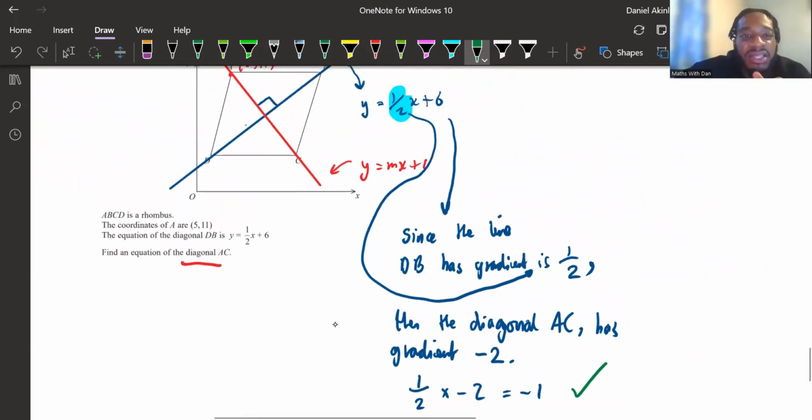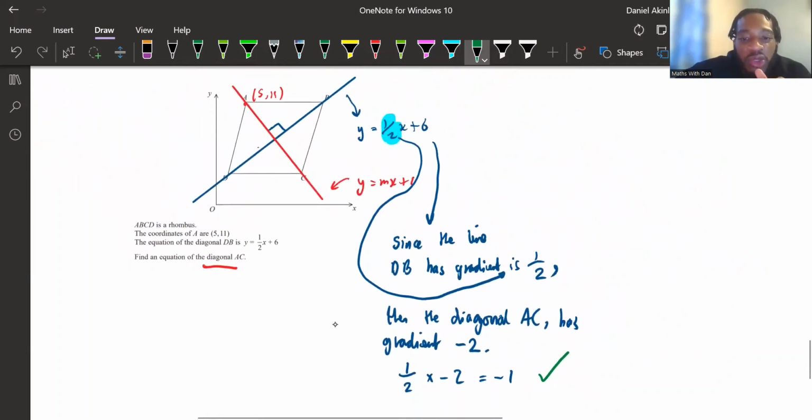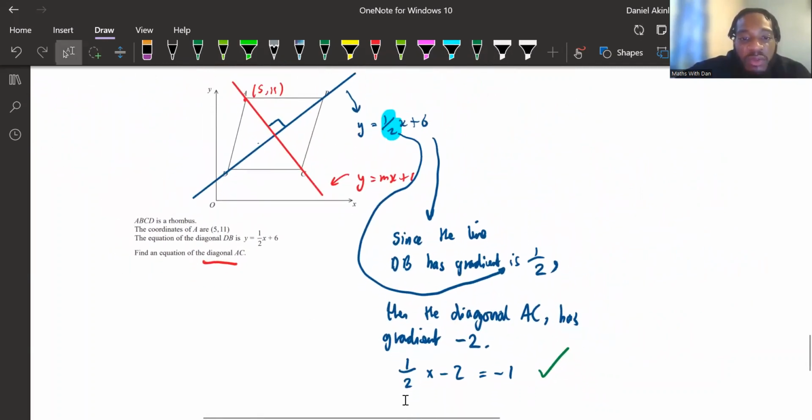Does that make sense so far, guys? That's an important step. I just want to make sure that makes sense. So if anybody has any questions up until this point, just let me know. Okay, cool. So we're all on the same page.